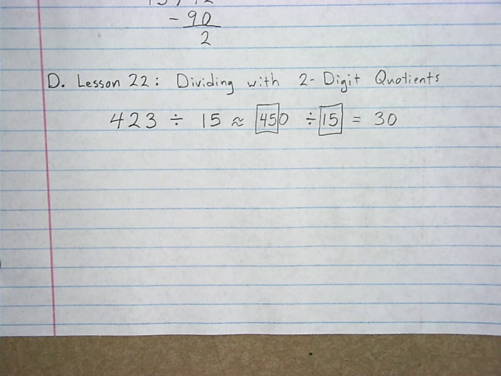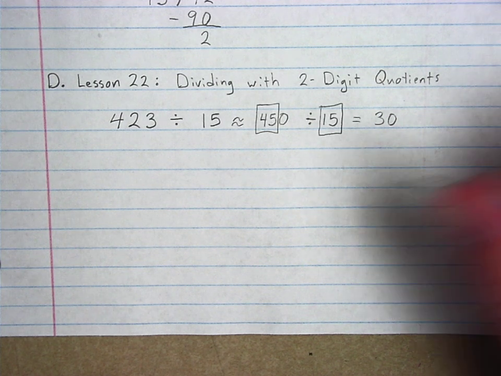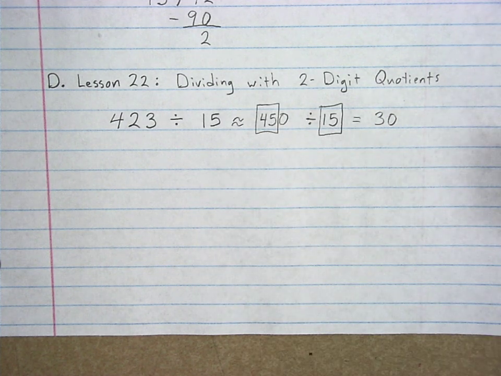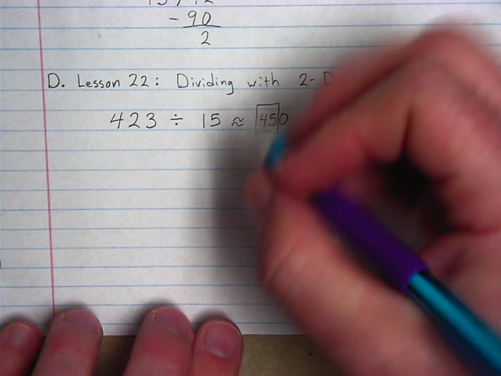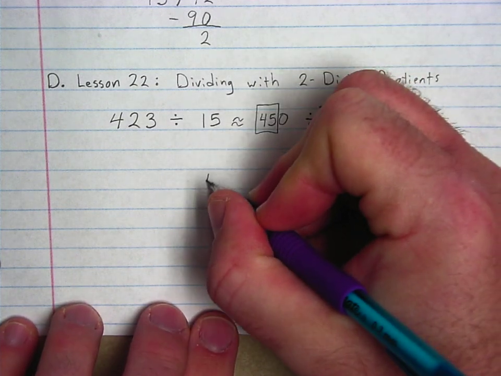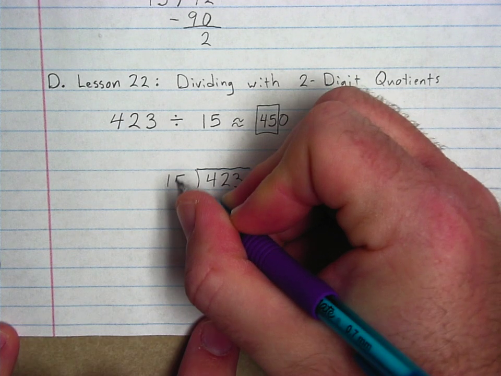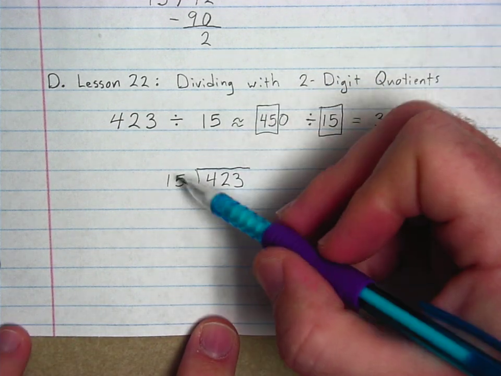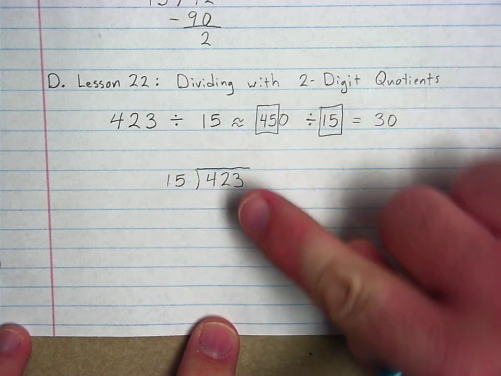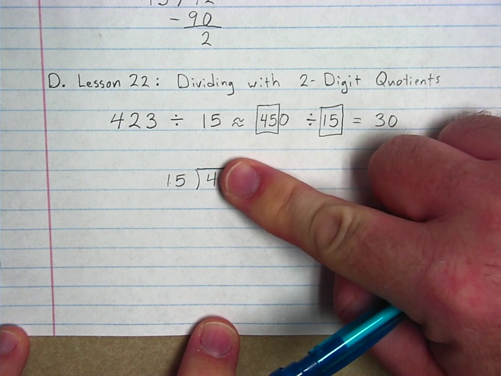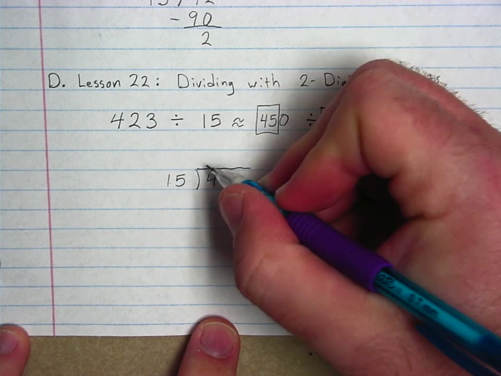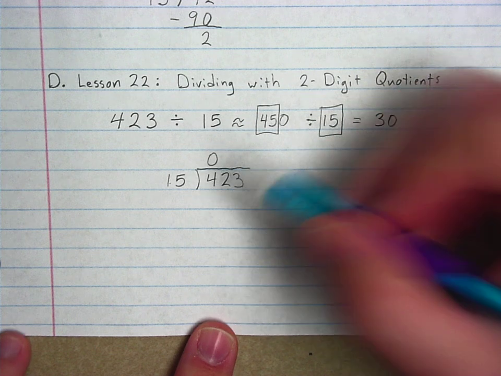All right. Now I fibbed a little bit. I said I wasn't going to give you the answer, but as I'm doing this video, I'm thinking probably a good idea to practice one more. All right, 423 divided by 15. Hopefully you did this already. Will 15 go into 4? No, 4 is too small. But it will go into 42.